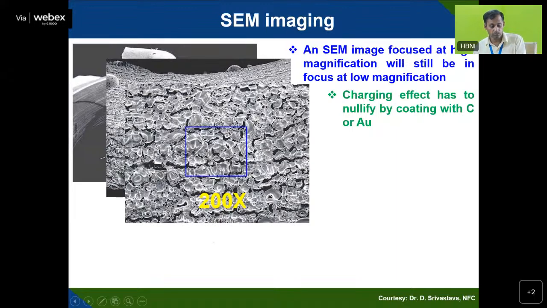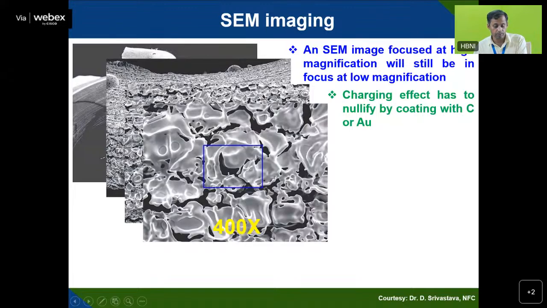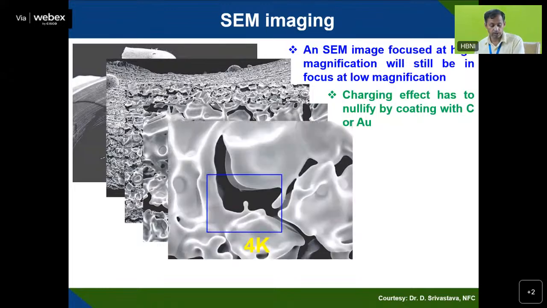And at 200x, each grain boundary is clearly shown, and you can get more clarity. At 400x, you can see there are a few particles and how they are conjugated, how they are attached to each other. And then at further magnification, 4K, you get the internal structure, and you are able to see this type of internal structure here. And then you have a board here with that information more broadly.